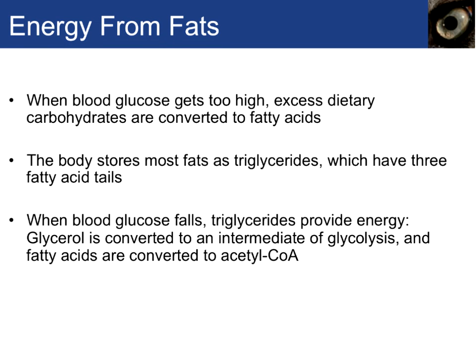So your body gets energy from fats you ingest or that you have stored. When blood glucose gets too high, the excess dietary carbohydrates are converted to fatty acids. The body stores most fats as triglycerides, and these have 3 fatty acid tails. When blood glucose falls, triglycerides are used to produce energy. The glycerol is converted to an intermediate of glycolysis, and the fatty acids are converted to the acetyl-CoA that enters into the Krebs cycle.